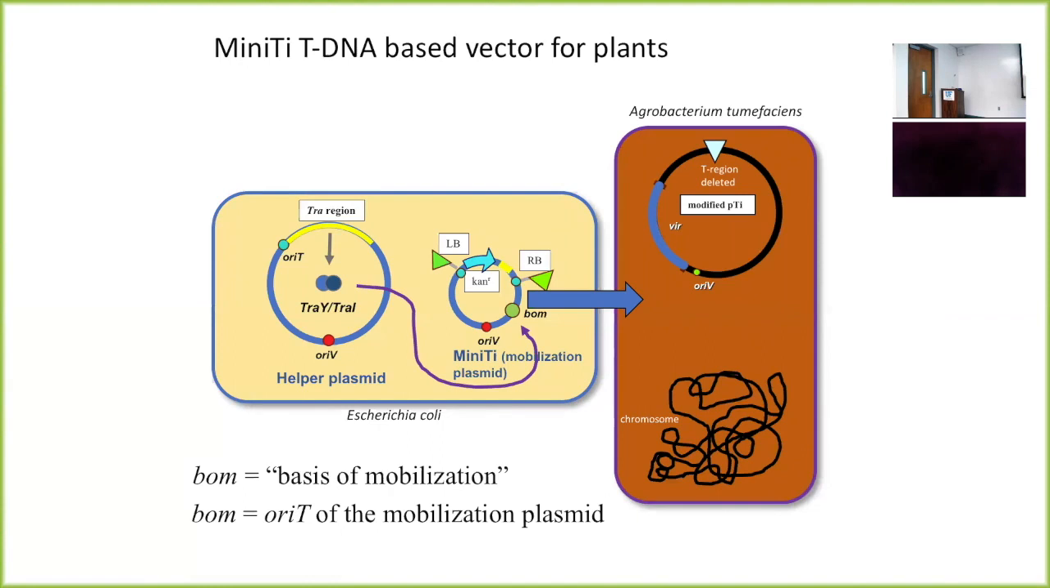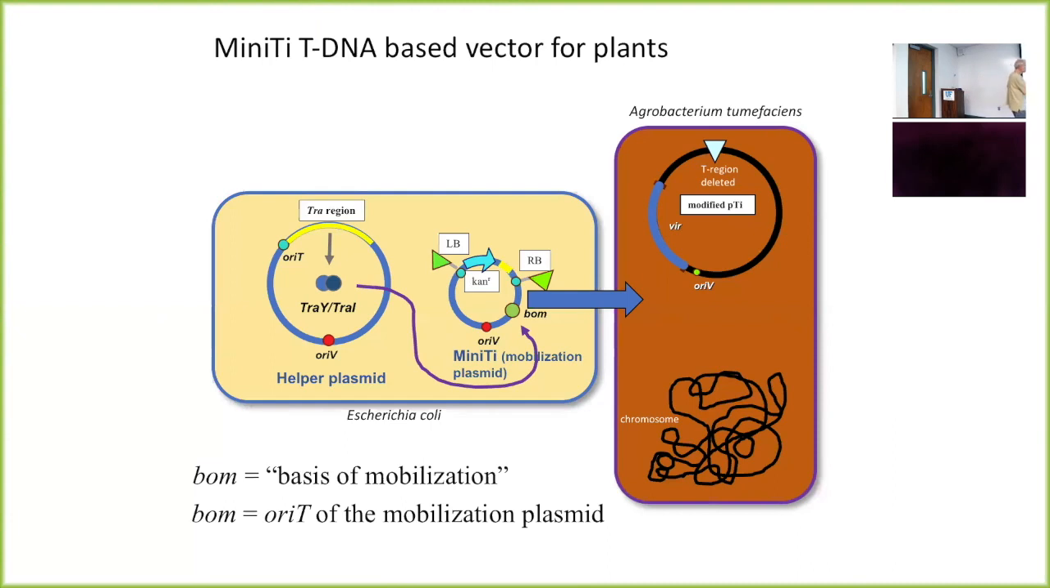What is the minimum thing it needs before it can be transferred? Just an ORI T, doesn't it? Just the site to be cut, because it's going to be acted upon by the TRA-Y and I that's produced by the TRA region that's located on the helper. So all it needs is a nick site for bacterial conjugation.